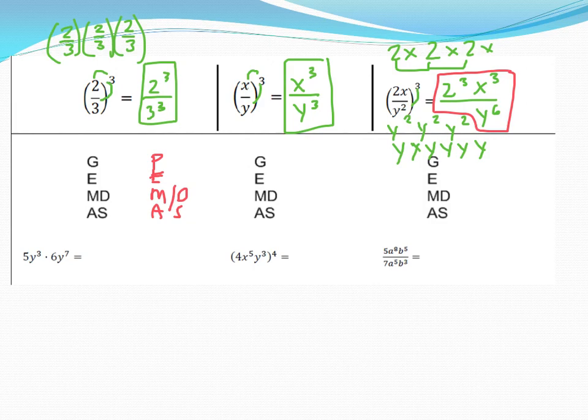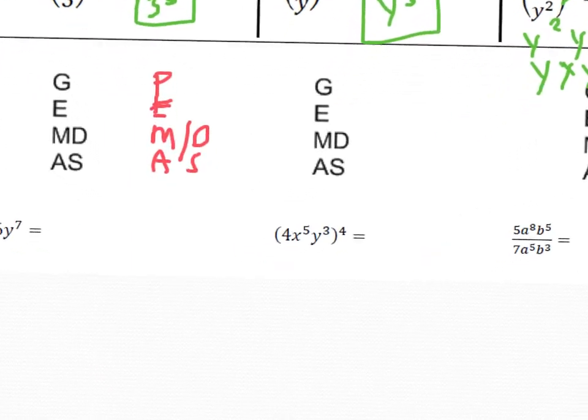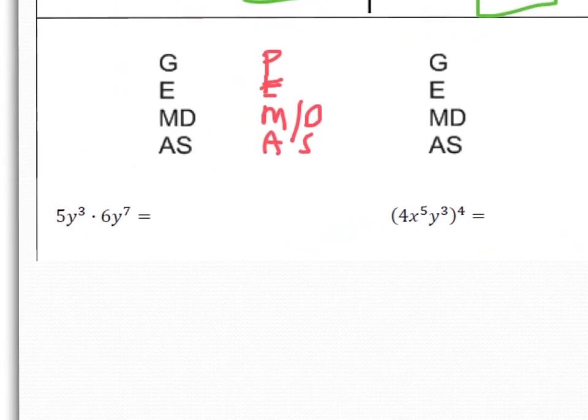Okay, so let's take a look at this first example, and I'm going to show you how GEMDAS is going to help you figure this out. Here I have 5y to the 3rd times 6y to the 7th. So what am I doing here? Well, this is a product. So I'm going to apply the product rule here. So what's the product rule? What does product mean? Product means multiplication.